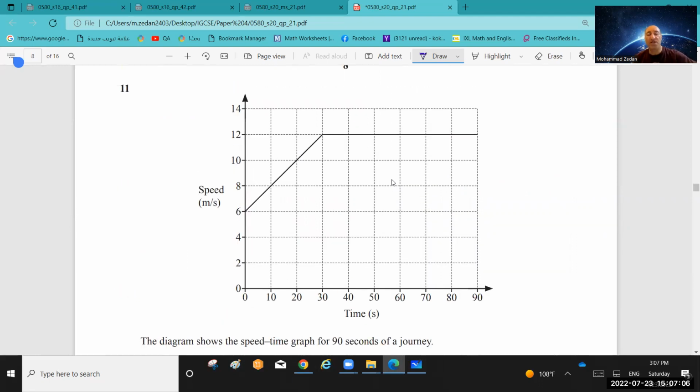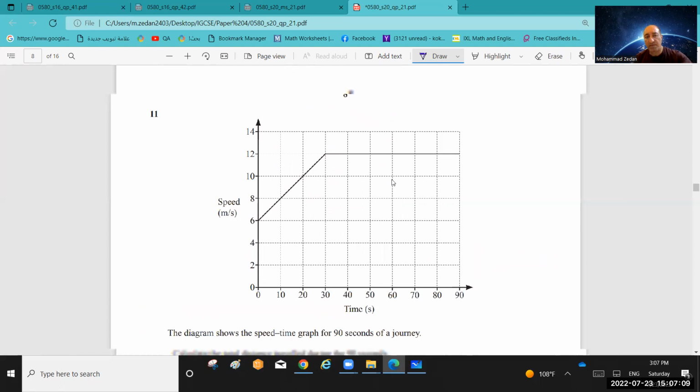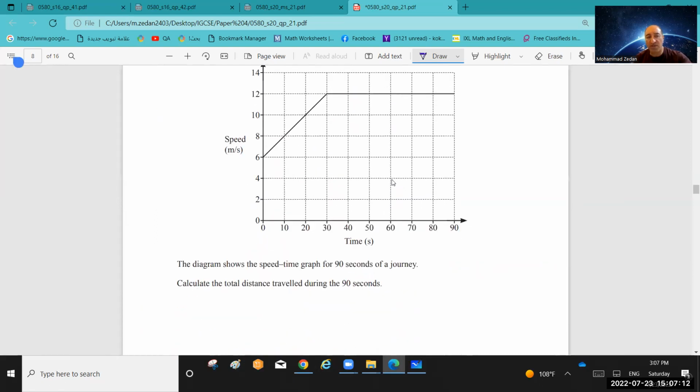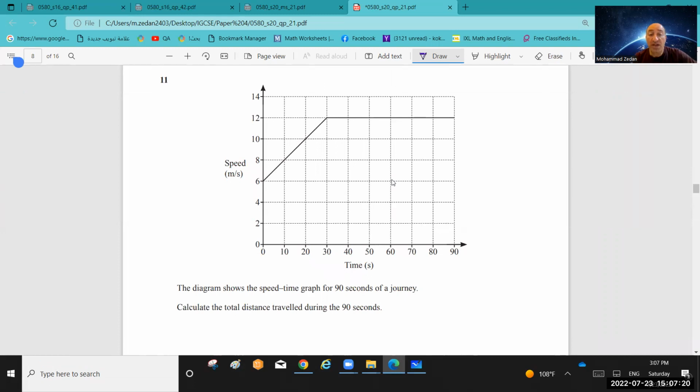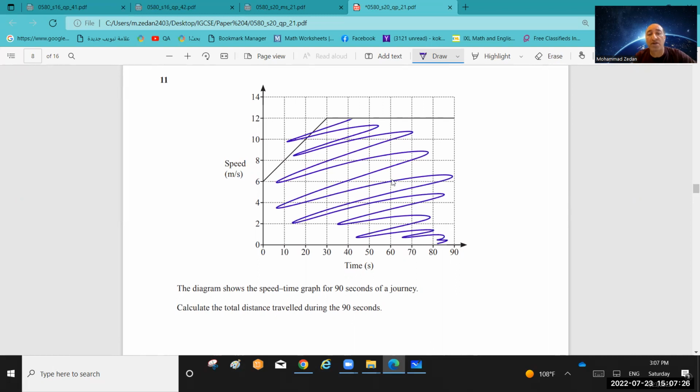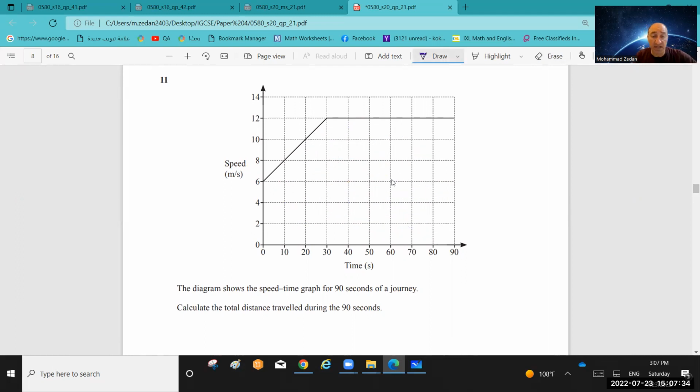Question number 11. Speed time graph. The diagram shows a speed time graph for 90 seconds of a journey. Calculate the total distance traveled during the 90 seconds. The total distance in a speed time graph is this whole area. This area represents the distance covered by this motorcycle or this man. So simply you can divide this area into two figures to make it easy to calculate.